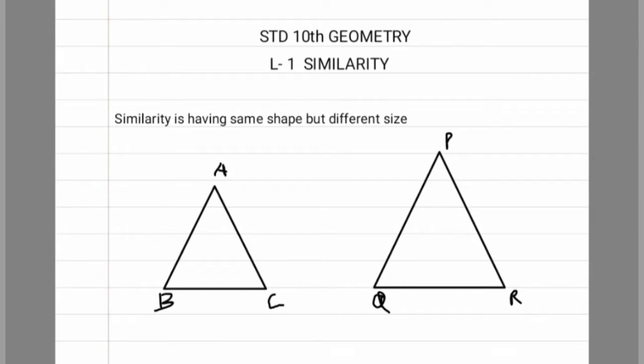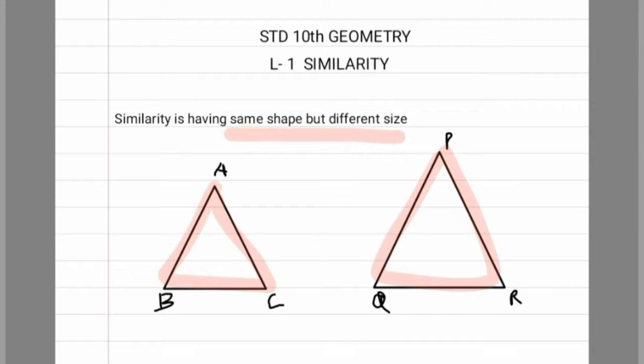Today, I am going to start with the first chapter of Standard 10 Geometry, that is similarity. So, what is similarity? Basically, similarity is between two triangles or two objects having the same shape but different sizes. For example, here we have two triangles, triangle ABC and triangle PQR, with the same shape, but the size of triangle PQR is bigger than the size of triangle ABC. So this is what similarity is all about: having the same shape but different sizes.